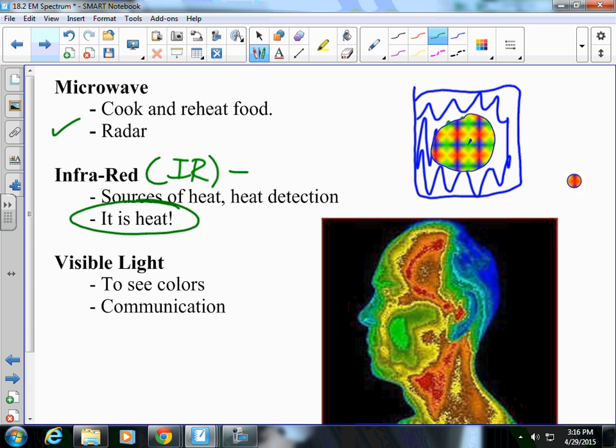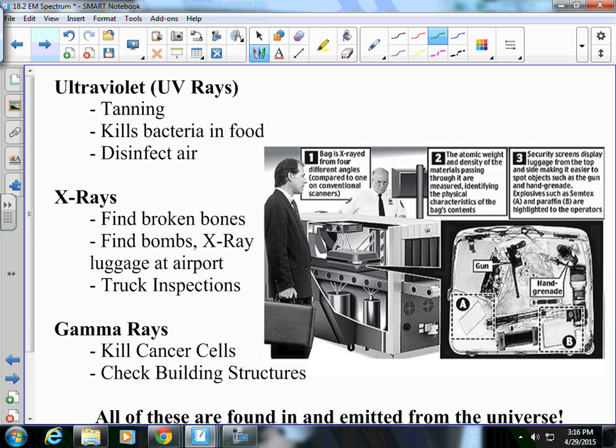Visible light. That is the light you see. Roy G. Biv. Those are the 7 colors that you can see: red, orange, yellow, green, blue, indigo, and violet. So we have radio, microwave, infrared, visible. What are our last 3 used for?